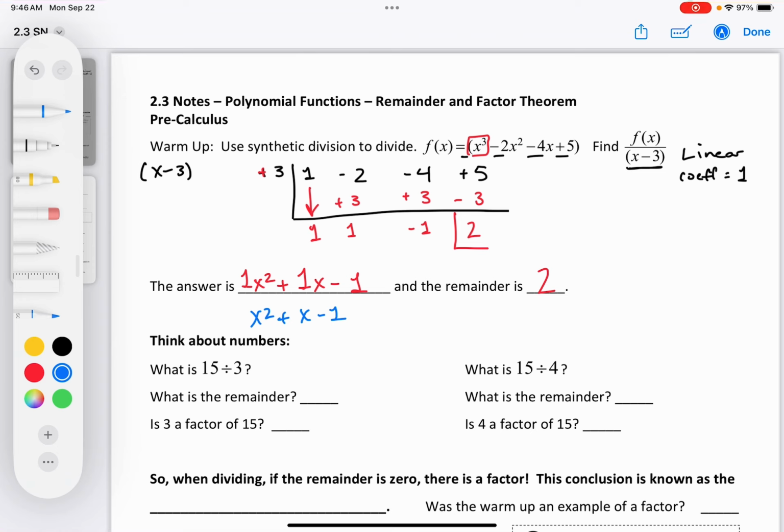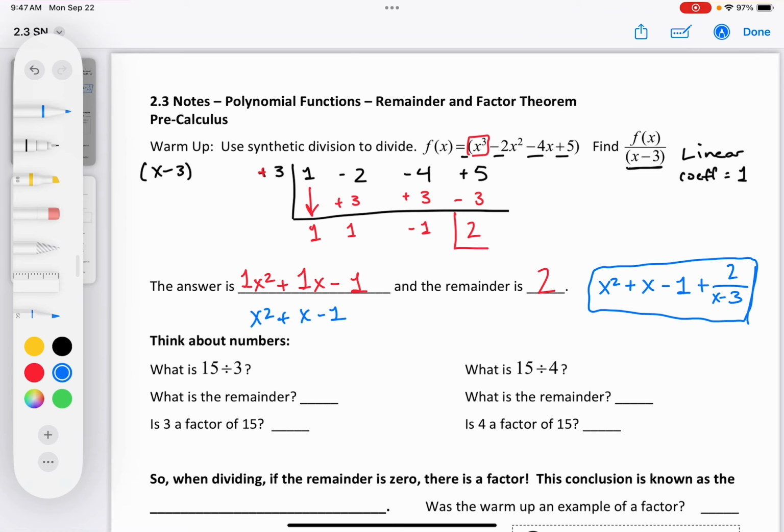And the way we would write that out is we would say x squared plus x minus 1 plus, because it's positive, 2 over x minus 3. That would be our full total answer right there.